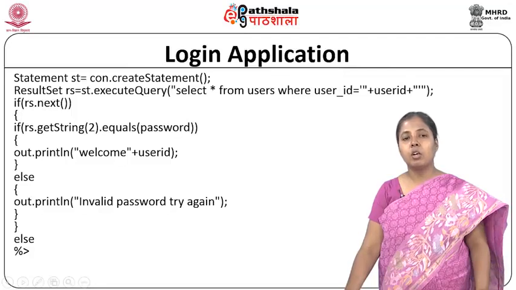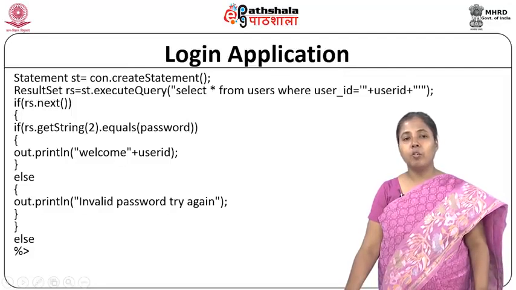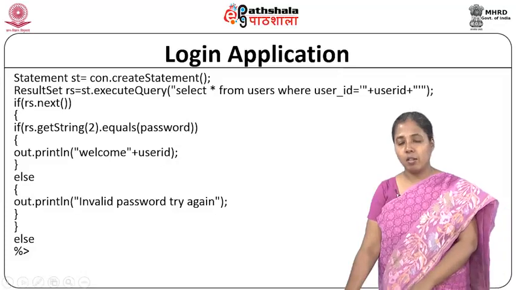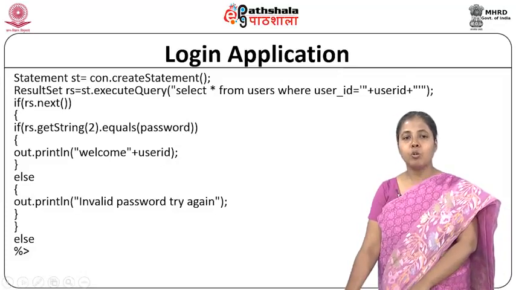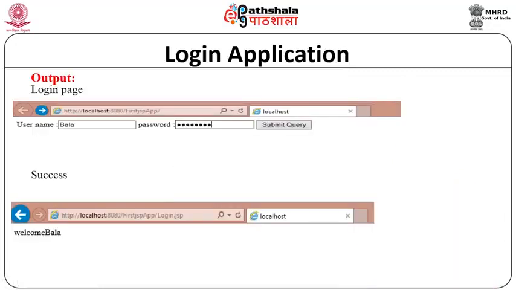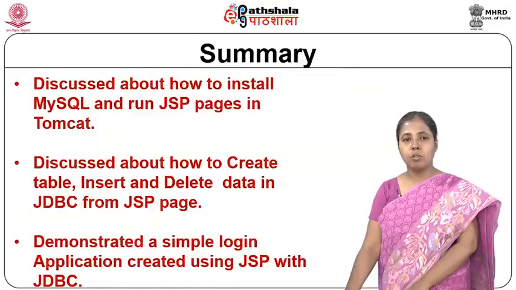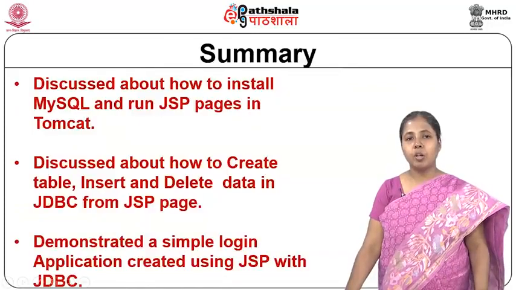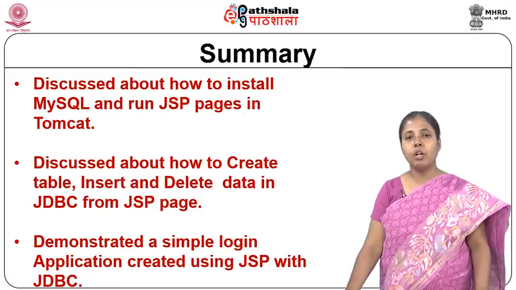Now, you check the retrieved record, it checks the password, and then it says welcome user ID. If the password is correct, it gives welcome user ID, or else invalid password, try again. So, this is the output. We can now summarize that. In this module we have discussed how to install MySQL and run JSP pages in Tomcat, how to create tables and manipulate databases with the table, and we have also demonstrated a simple login application to work with JSP.